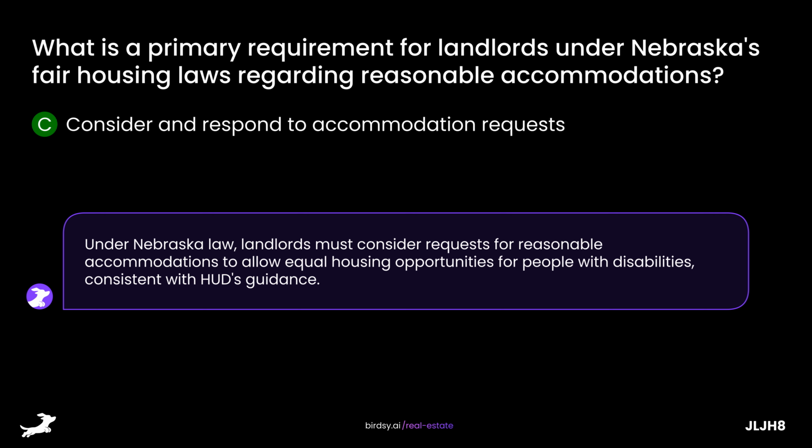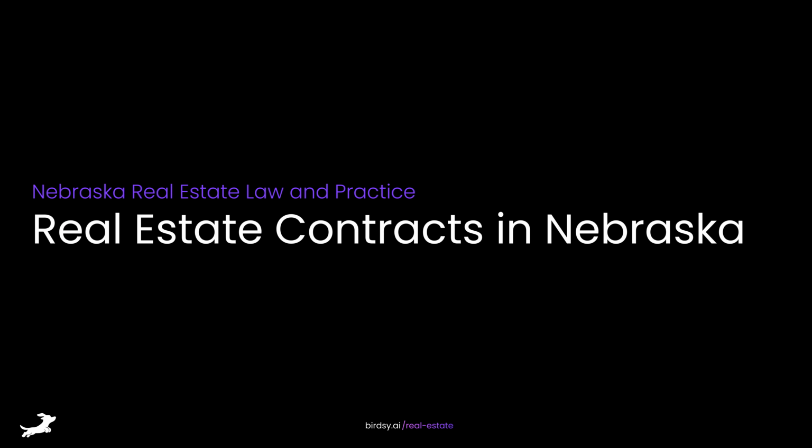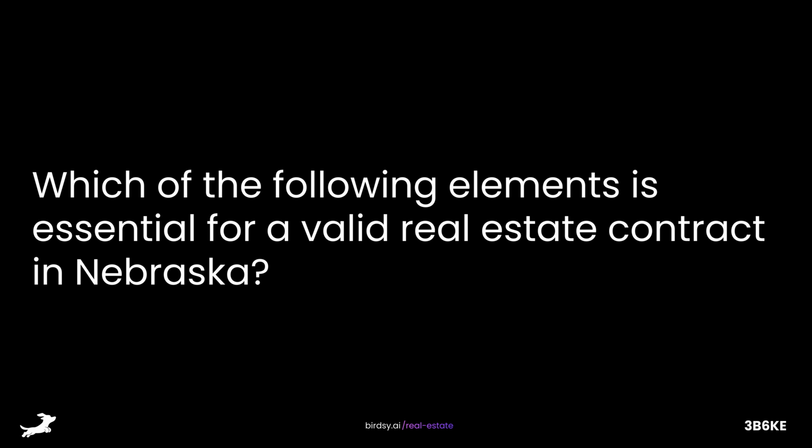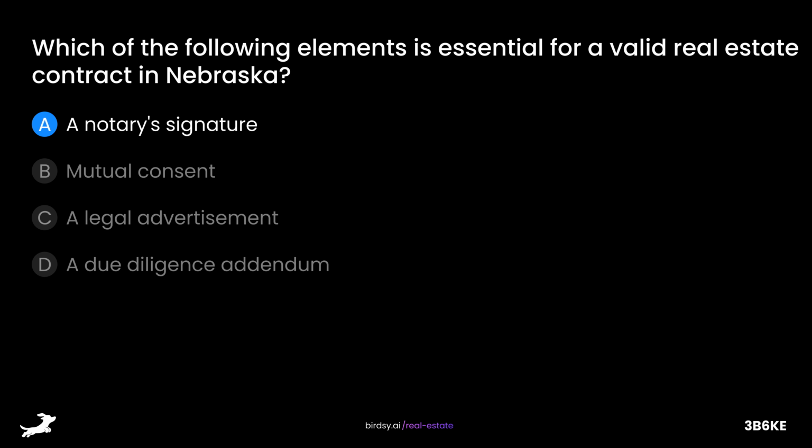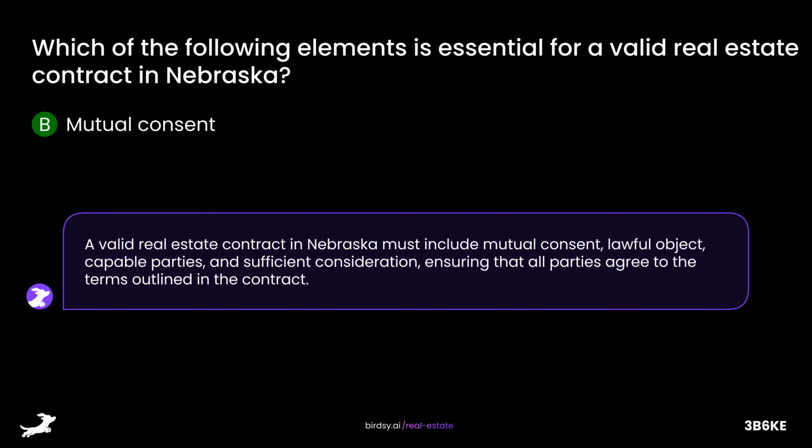with HUD's guidance. Real estate contracts in Nebraska. Which of the following elements is essential for a valid real estate contract in Nebraska? Is it A, a notary's signature? B, mutual consent? C, a legal advertisement? Or D, a due diligence addendum? The answer is B, mutual consent. A valid real estate contract in Nebraska must include mutual consent, lawful object, capable parties, and sufficient consideration, ensuring that all parties agree to the terms outlined in the contract.